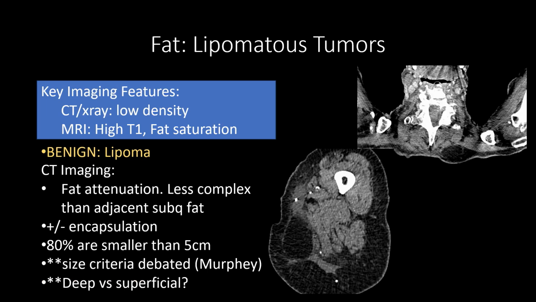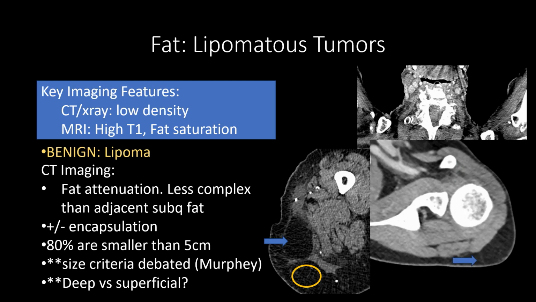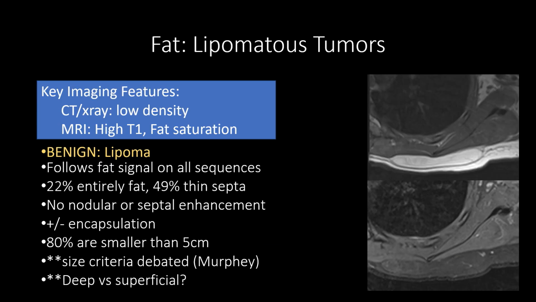So on CT, what we're looking for is fat attenuation that is less complex than the subcutaneous fat. Now, this is a very important feature. Lipomas tend to be less complex, with less septation than the subcutaneous fat. This is basically what's going to cinch that diagnosis of a lipoma for you. And it may or may not be encapsulated. Look at this one. Very hard to see there. Maybe there's just a little tiny, very thin capsule, but they can be very difficult.